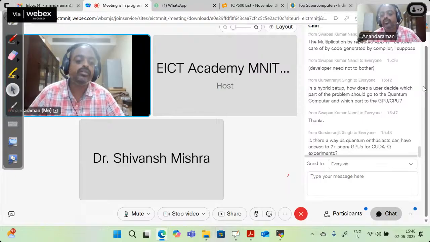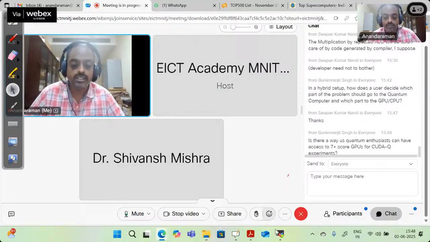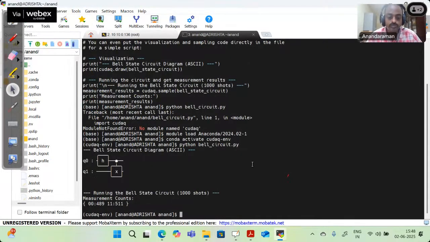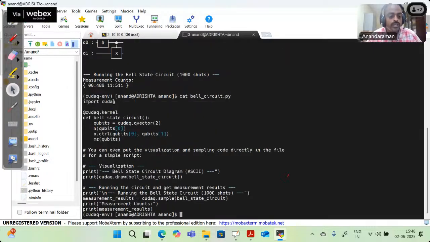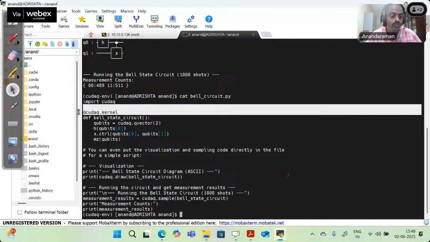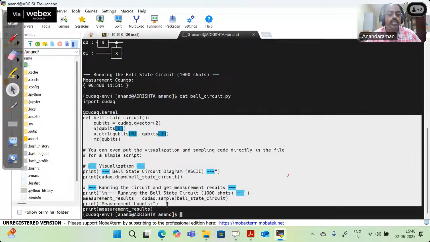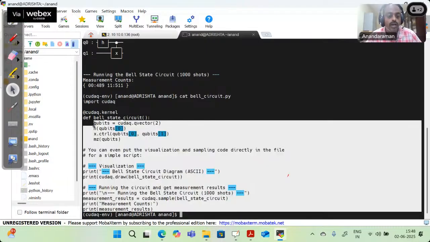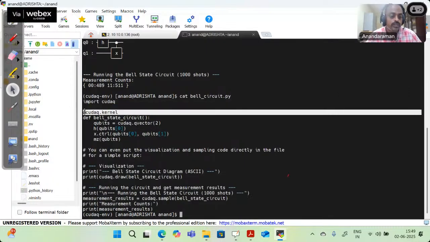Yeah. So which part is defined by at kernel? Here we are mentioning at CUDA kernel. After that, this part will be executed by the QPU. Before that, it will be GPU, sorry, GPU or CPU. Here it will be the quantum part. At cudaq.kernel only defines that.